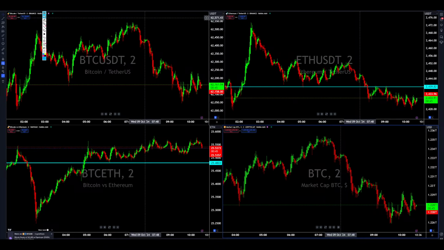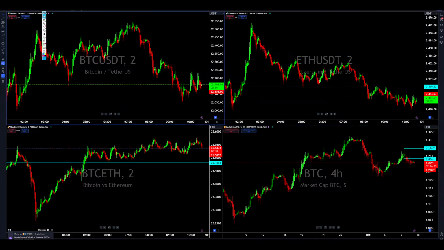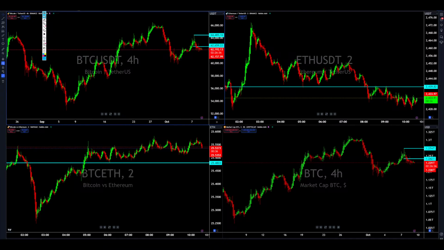So Bitcoin is also forming a similar formation. All these charts are also having the same 4R formation.